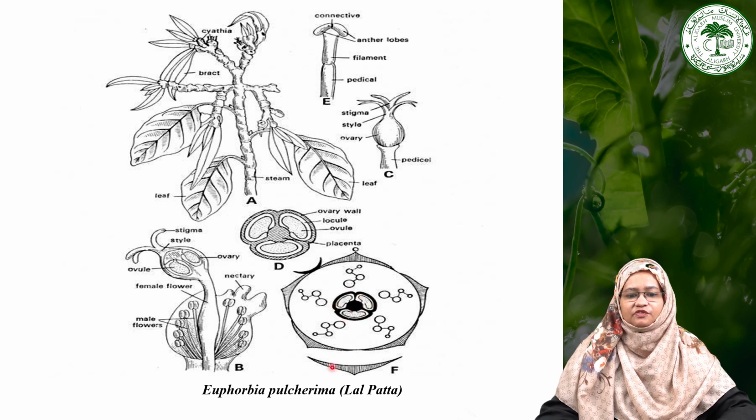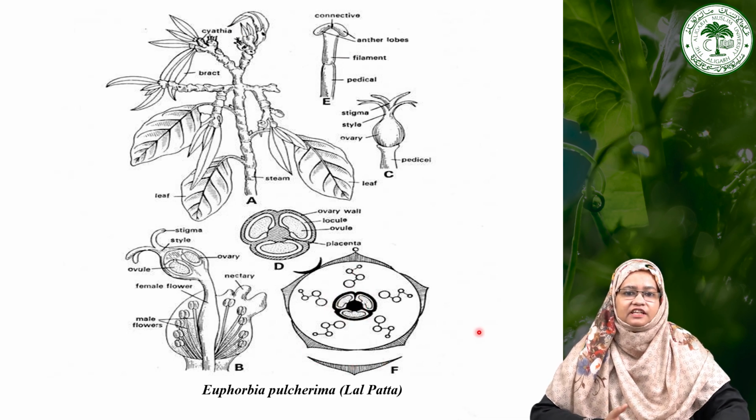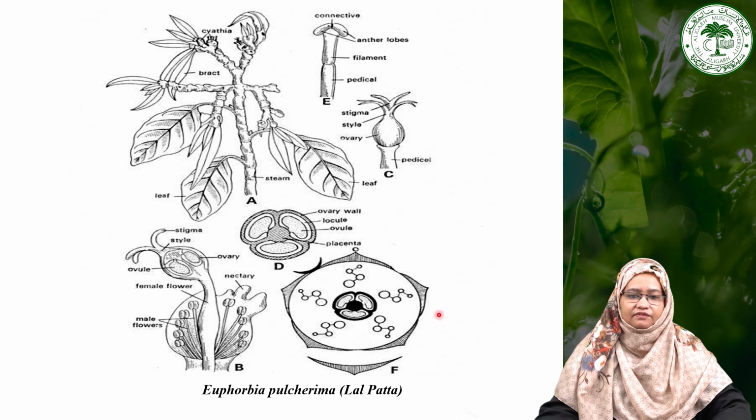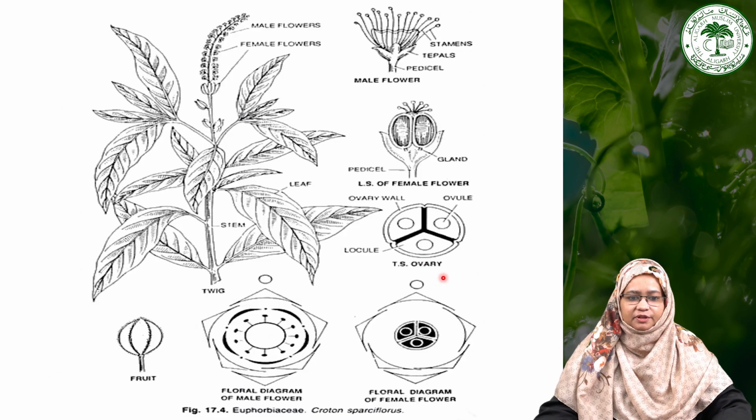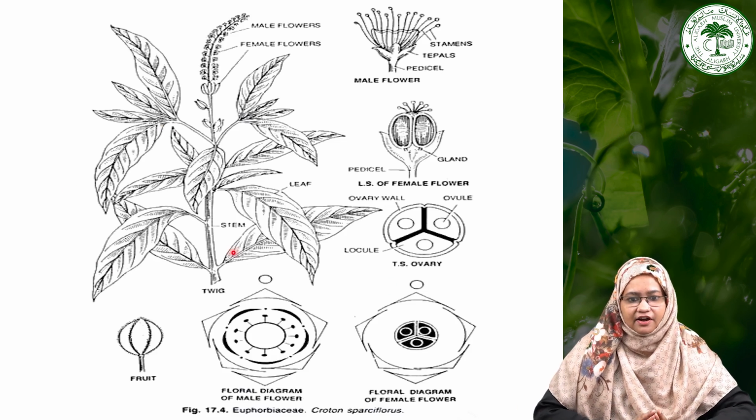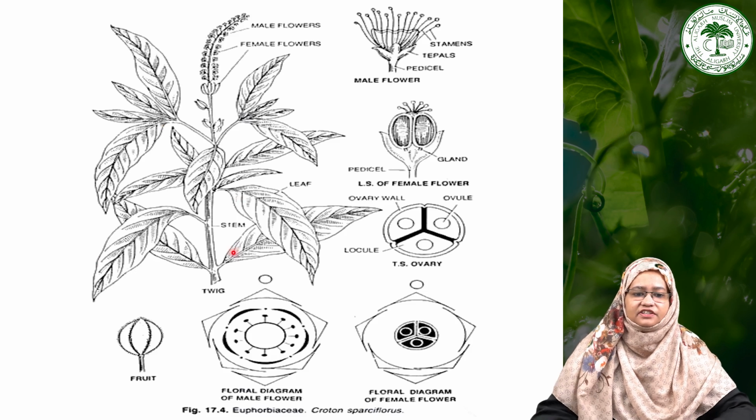So this particular Euphorbia pulcherrima shows the characteristics of this particular family, especially the presence of a cyathium inflorescence, which is shown in this figure of the floral parts of the Euphorbia pulcherrima. Now moving towards the next common plant that occurs as a weed in India and in many North Indian regions, that is the croton.